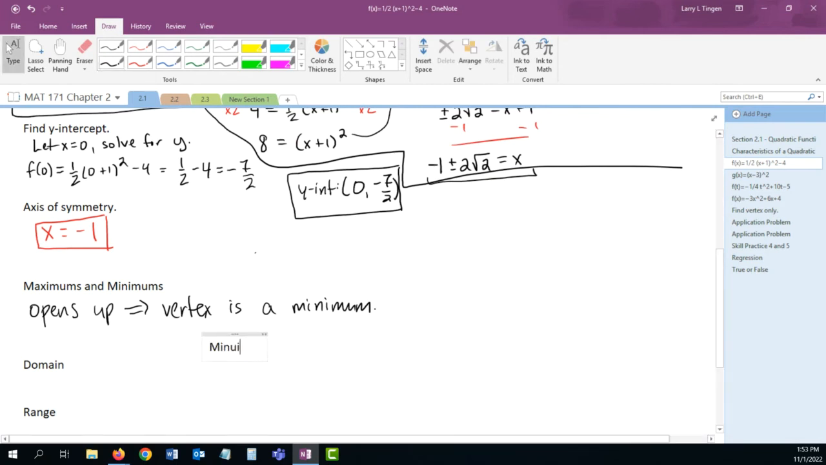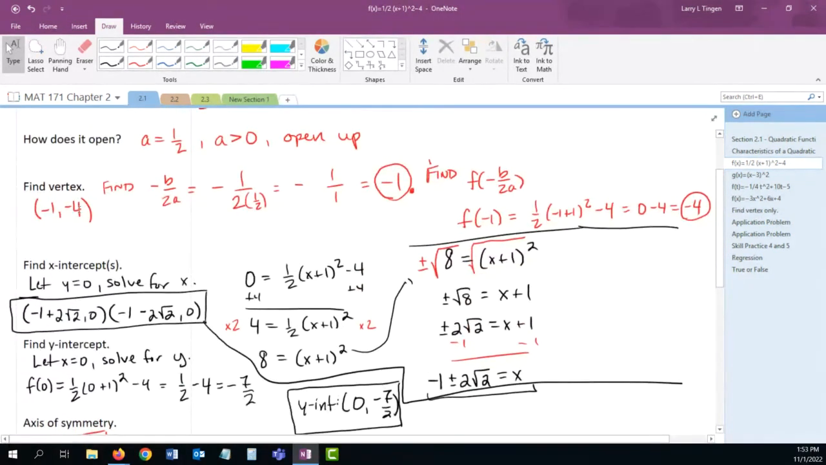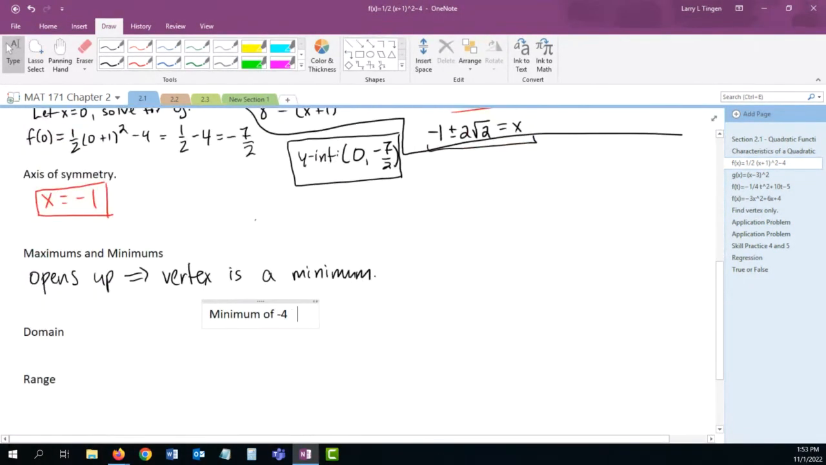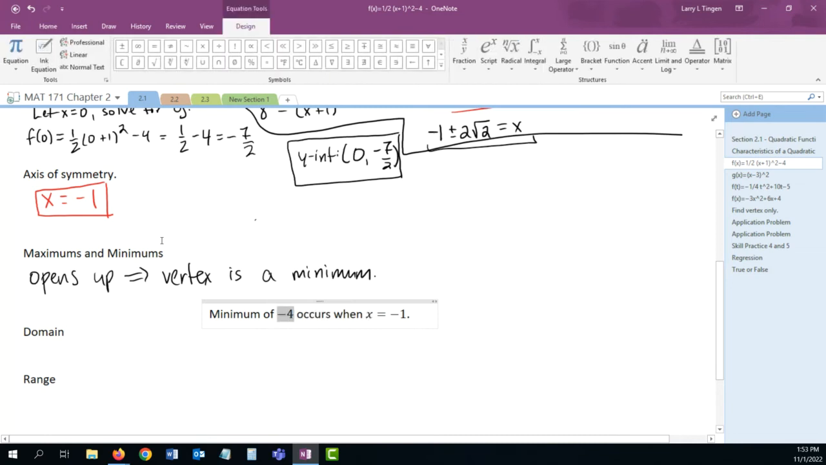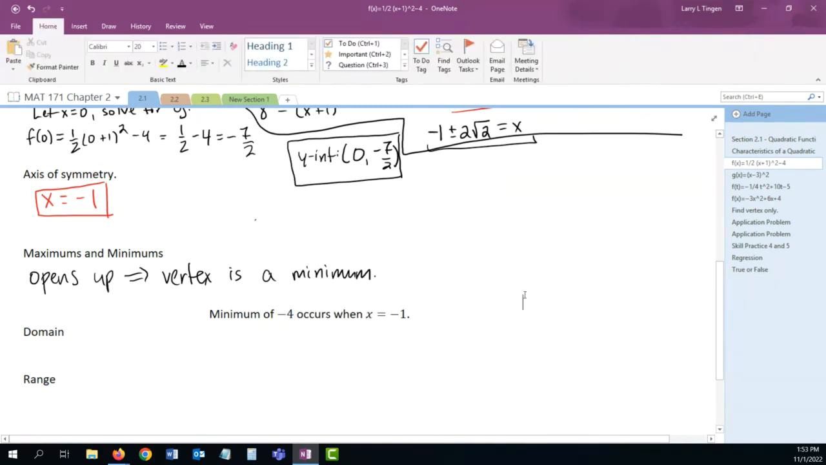So the minimum of, what is the y value of the minimum? It's -4. So the minimum of -4 occurs when x equals -1. The minimum is the y coordinate of the vertex. The maximum, when it occurs or where it occurs is the x coordinate. Let's put a little box around that.